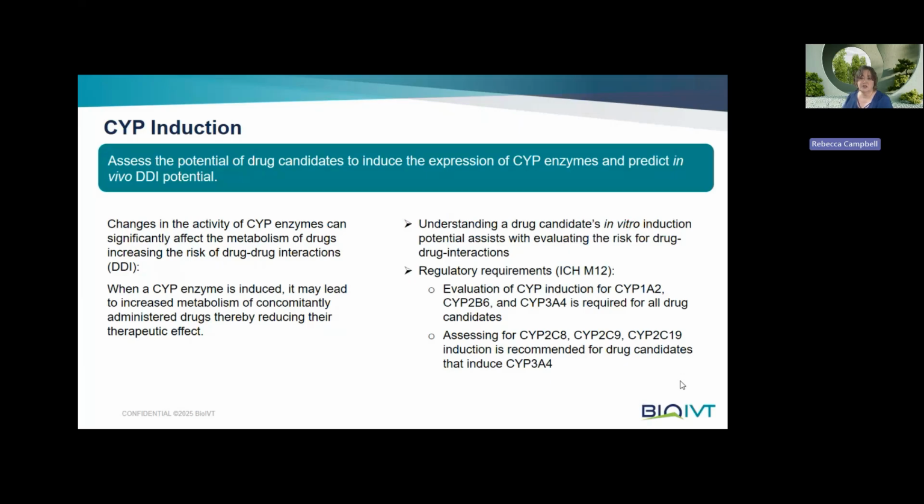So it's obvious that understanding a drug candidate's induction potential is critical and supports the evaluation of the risk for drug-drug interactions. Regulatory agencies understand the increased risk with CYP induction. Therefore, evaluating CYP induction for CYP1A2, 2B6, and 3A4 is required by the ICH M12 guidance. In addition, if CYP3A4 is shown to be an inducer, it is recommended that CYP2C8, 2C9, and 2C19 induction are also assessed.